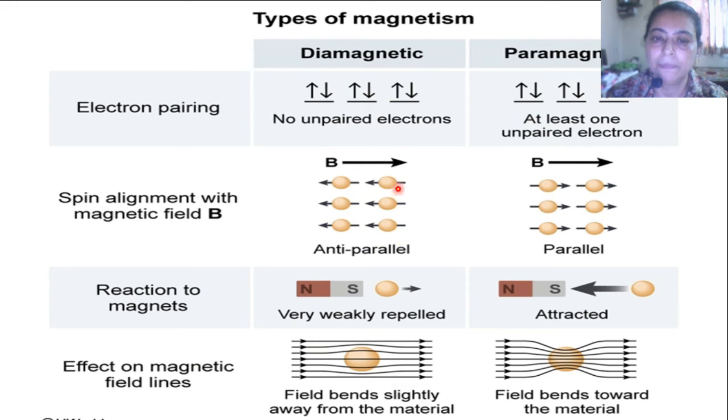Anti-parallel, and here you can see the parallel condition. Here you can see the magnetic field is going to be repelled by the substance. Here the magnetic field is going to be attracted by the substance. The field bends slightly away from the material, and here it bends towards the material.